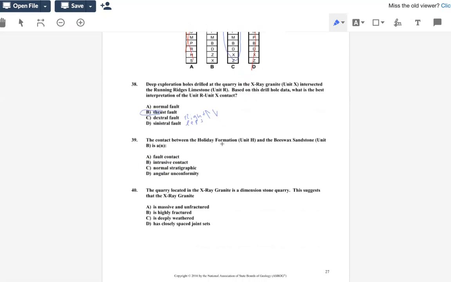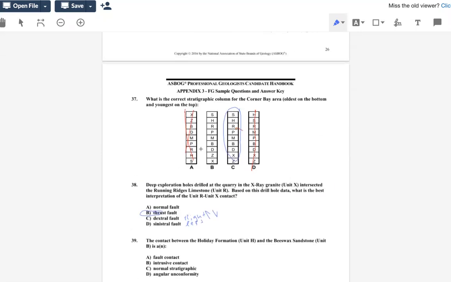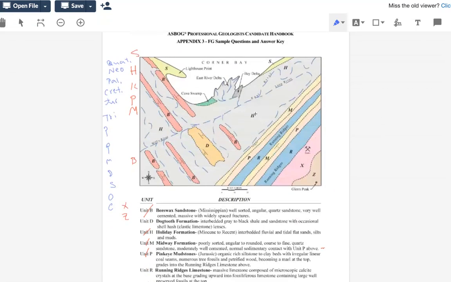The contact between the holiday formation, which is H, and beeswax, which is B. So H and B, let's go back and look. So H is all of this gray material. It's interbedded fluvial and tidal flat sands, silts and muds. Where B is angular quartz sandstones, very well cemented. So I mentioned earlier there was some erosion going on here. So that's interesting. So let's take a look at our answer choices.